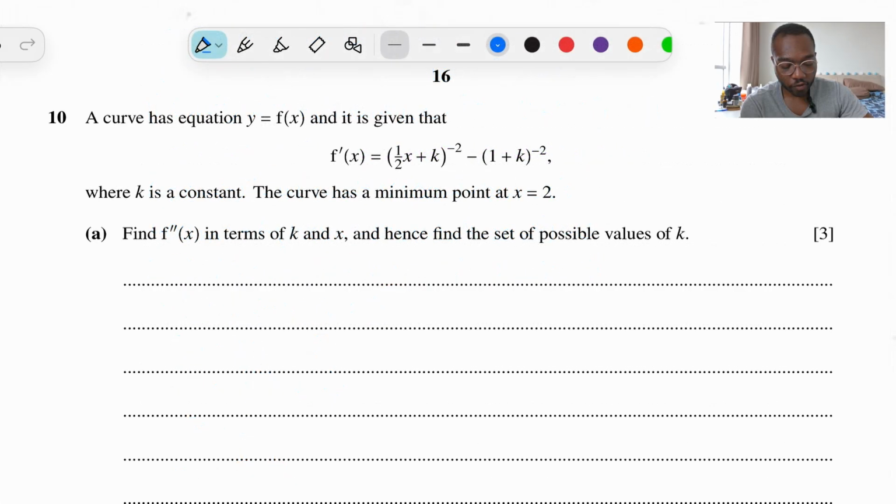Okay, so for question 10 now, we have that the curve has equation y equals f of x, and it is given that f dash x is equal to this equation here, where k is a constant.